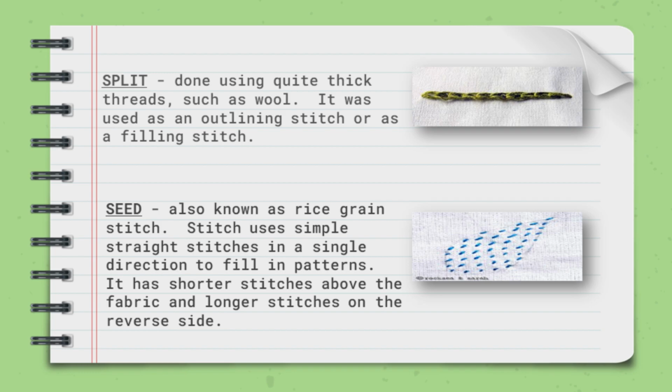Number 14. Seed, also known as rice grain stitch. Stitch uses simple straight stitches in a single direction to fill in patterns. It has shorter stitches above the fabric and longer stitches on the reverse side.